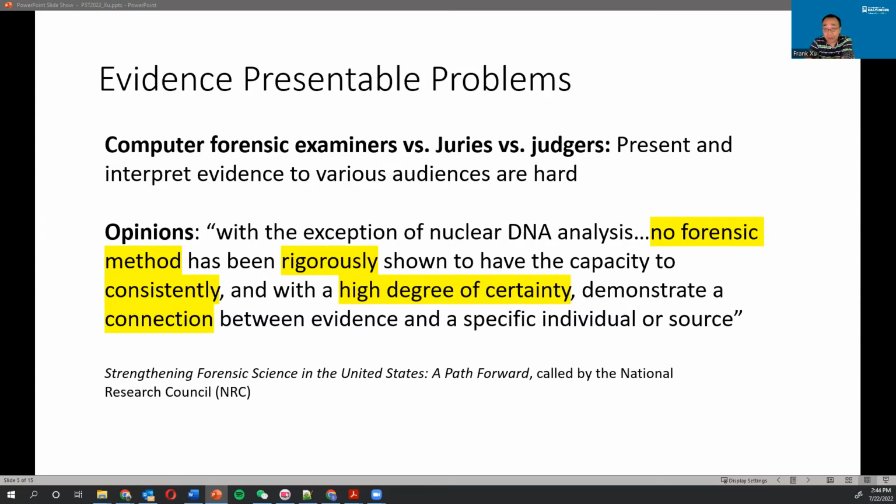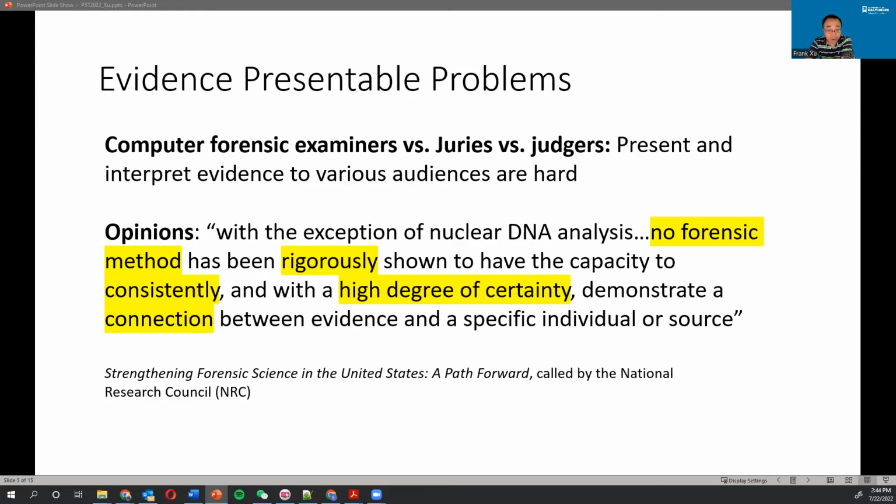First, computer forensic examiners, juries, and judges usually have different technical backgrounds. It may be difficult for forensic examiners to explain what digital forensic evidence is and let the jury and judge trust it because evidence often is in binary form.